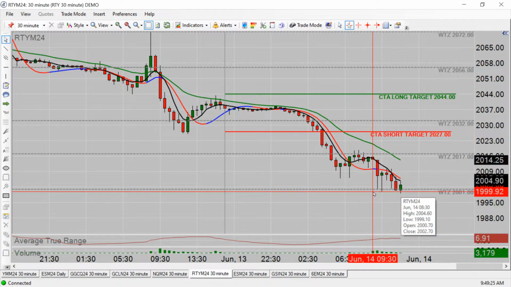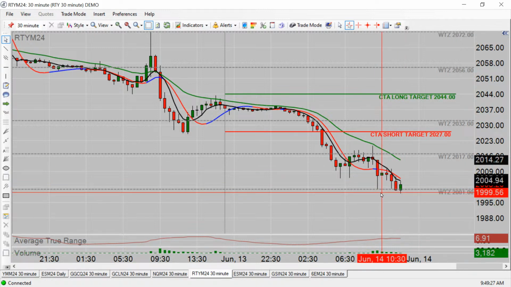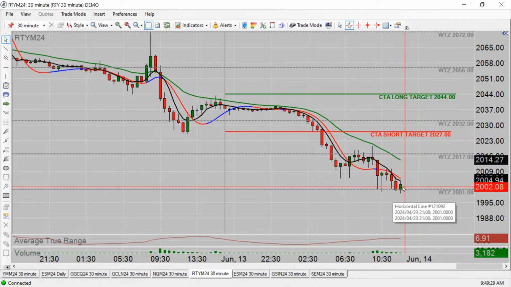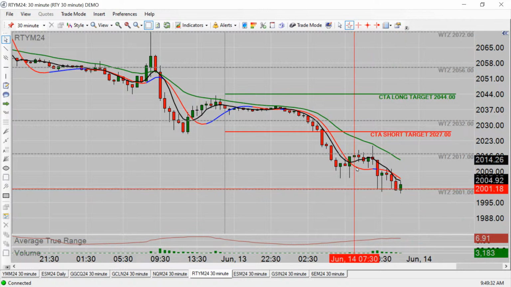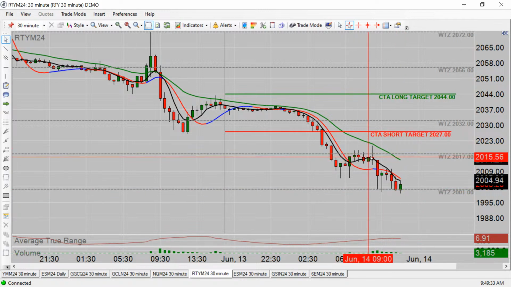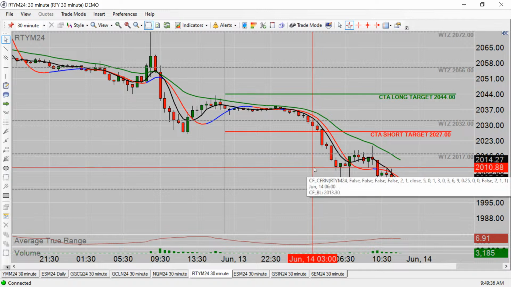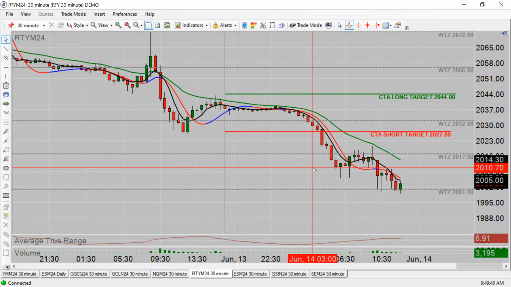And look where the market has found support. Support, support, support, support. Where did it find resistance? Resistance, resistance. Now these are the zones that were published Monday morning at 6:15 a.m. Eastern. For all of our members and all of our trial members.